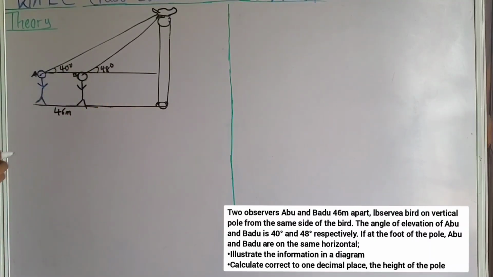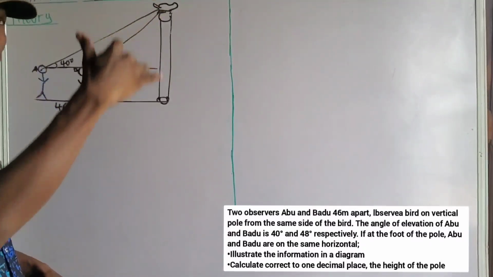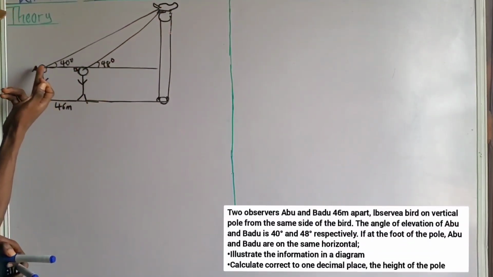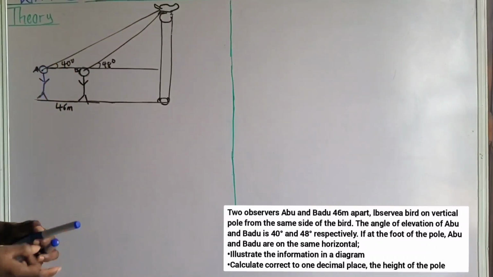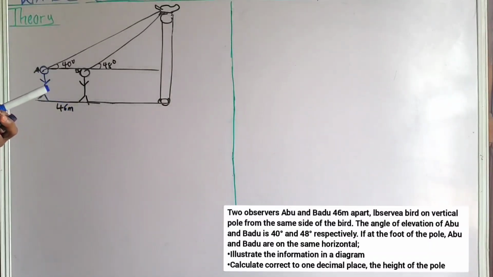Can you see the diagram? Don't forget, the angle of elevation is the angle between your eye level and the top. They are observing the bed, so the angle between their eye level and what they are observing is what we call the angle of elevation. We've been told that the angle of elevation of Abu is 40 degrees and that of Badu is 48 degrees.